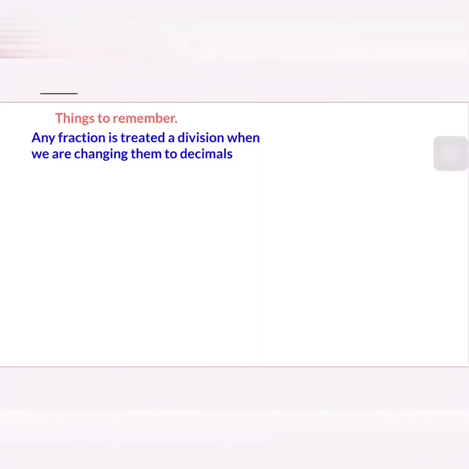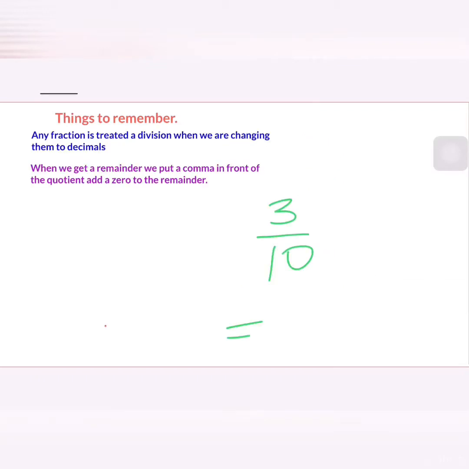Things that we should remember are that any fraction is treated as a division when we are changing them to decimals. For example, if we say 3 over 10, this is the same as saying 3 divided by 10. When we get a remainder, we put a comma, then we add a 0. Like here, we have 3 into 10, we get a 0. So I write my 0 there, right at that moment.